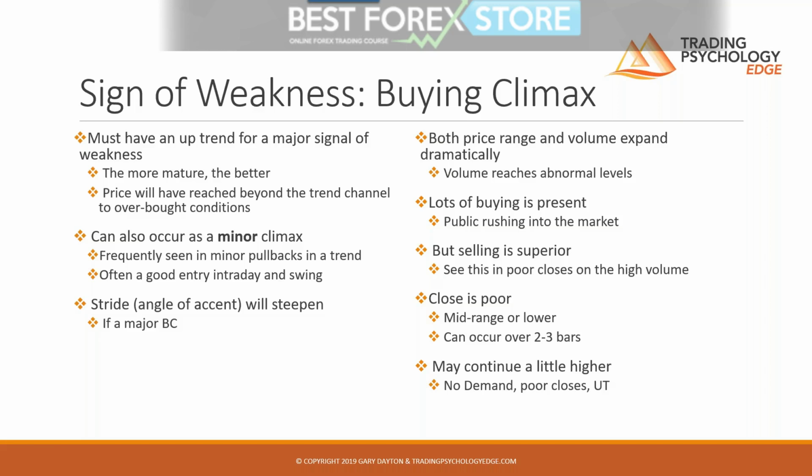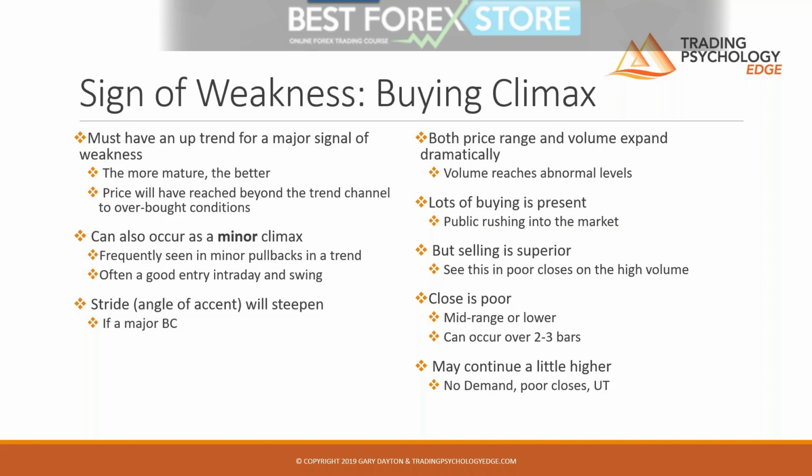Now, that's the general conditions. Then we look for the specific conditions. The price range and the volume will both expand dramatically, and volume is going to reach those abnormal levels. That's what happens in a buying climax. There's lots of buying present. The public is rushing into the market.